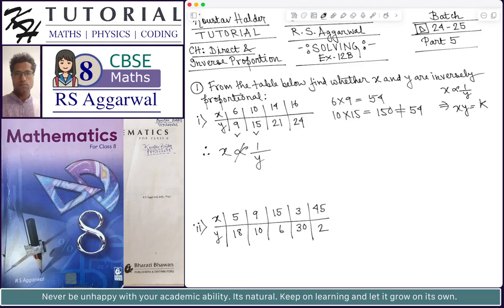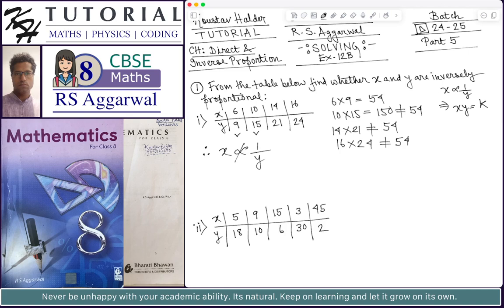You can also check for the other corresponding values. 14 multiplied by 21 is definitely not equal to 54. Also 16 multiplied by 24 is not equal to 54.